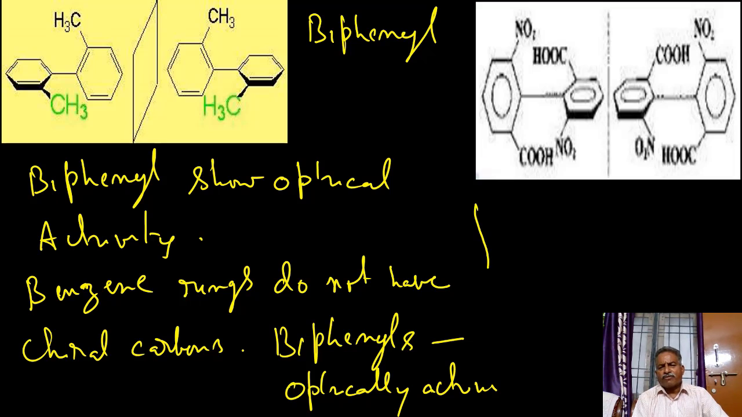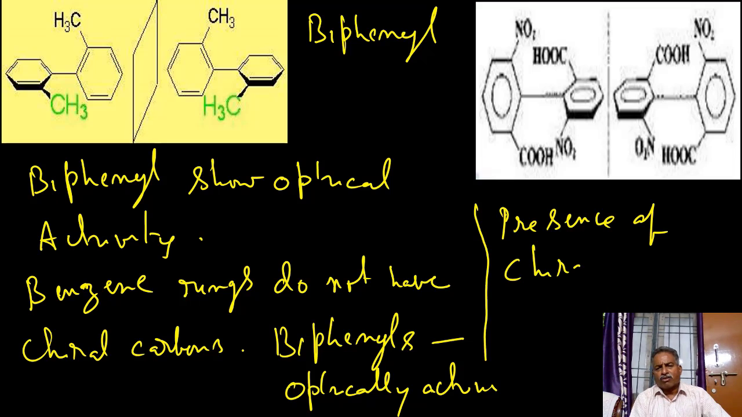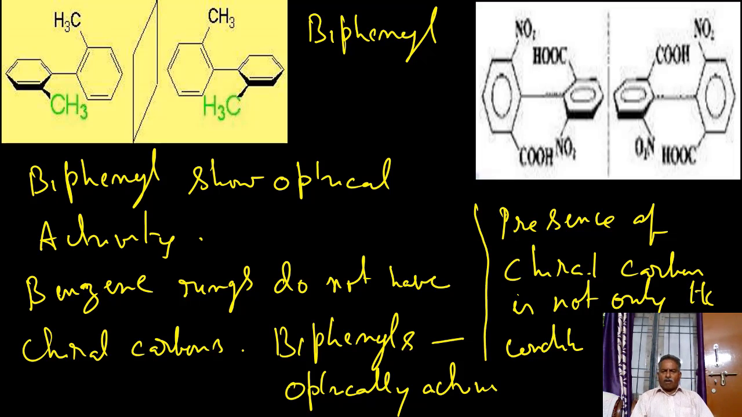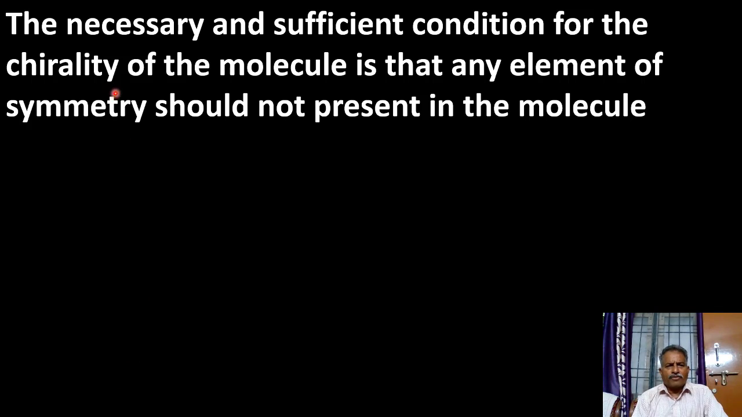So the condition for optical activity is not only the presence of a chiral carbon. The presence of a chiral carbon is not the only condition for chirality or optical activity. The necessary and sufficient condition for chirality of a molecule is that no element of symmetry should be present in the molecule.